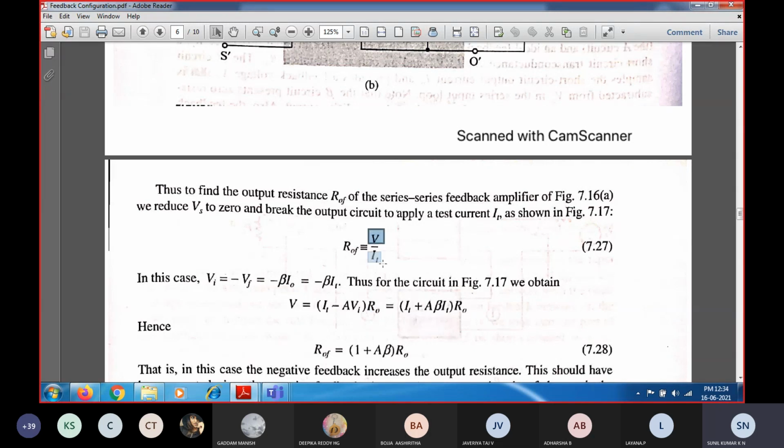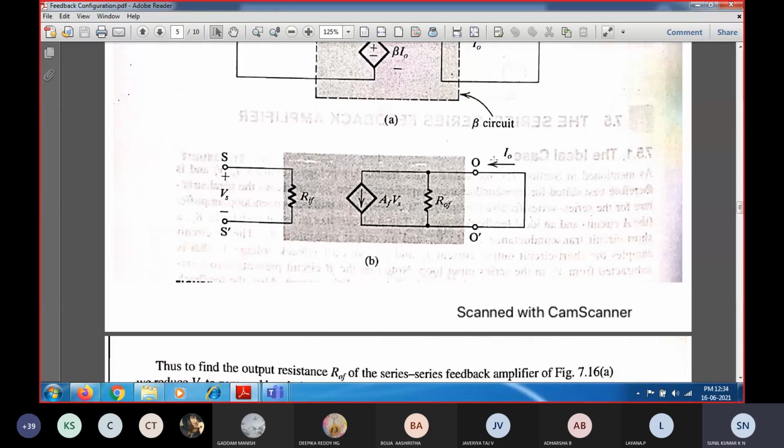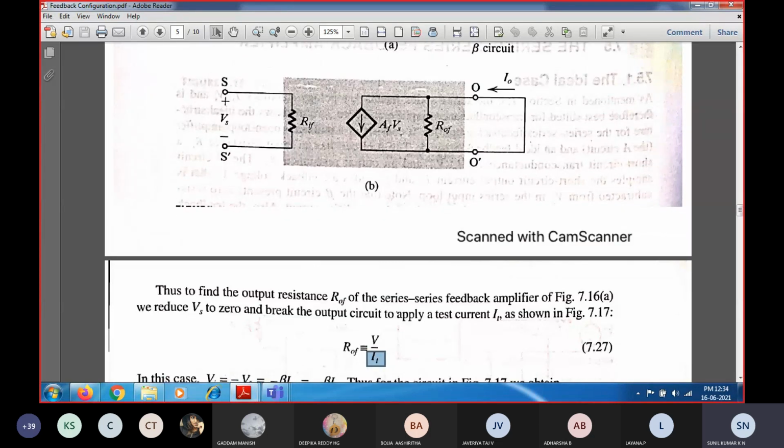So V we need to find. So It we know. So It minus, this is the current that is flowing. So It minus A times of Vs. So that is the bottom current. So A times Vs is the bottom current, because since the output signal is made up of I naught, input is nothing but Vs.